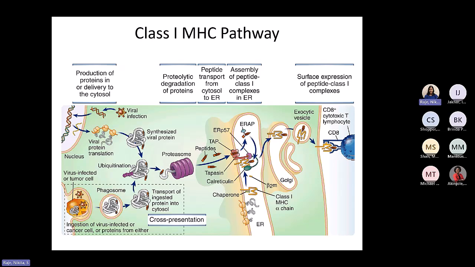transported by TAP. Once that process of loading occurs, it is transported into the Golgi apparatus, and the vesicles of the Golgi apparatus are going to transport that vesicle to the surface of the cell, where it's going to be expressed with that peptide on the surface. That's where it's going to interact with the CD8 T cells and present that antigen to the CD8 cells.